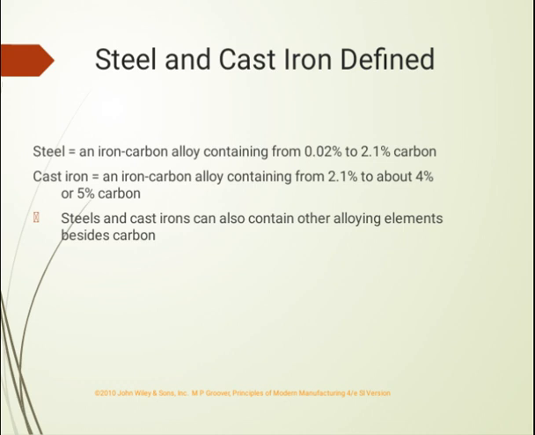Steel, an iron carbon alloy, contains from 0.02% to 2.1% of carbon. In the iron carbon equilibrium diagram, cast iron has 2.1% to 4% or 5% of carbon content. Steel and cast iron can also contain other alloying elements besides carbon.